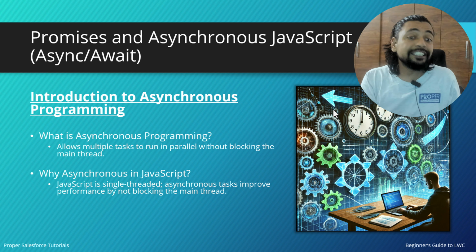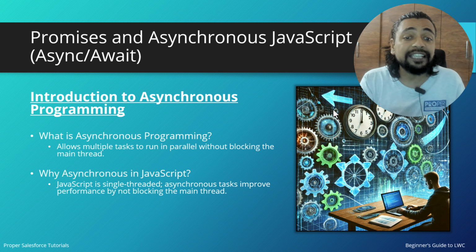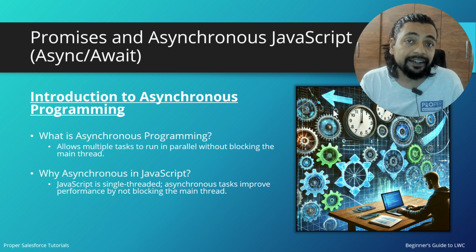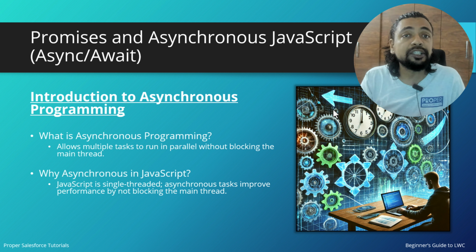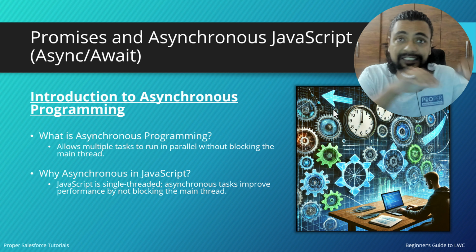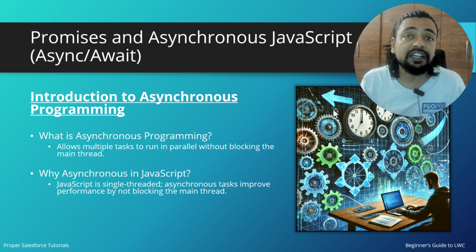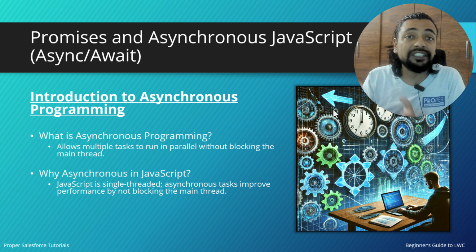So why asynchronous in JavaScript? Now JavaScript is single threaded. So asynchronous tasks improve performance by not blocking the main thread. JavaScript is single threaded programming where the program executes in one single thread. The same example that I told. But if we are able to implement asynchronous tasks, it will improve the performance of JavaScript because it will not block the main thread and the subtasks or subthreads can execute simultaneously.